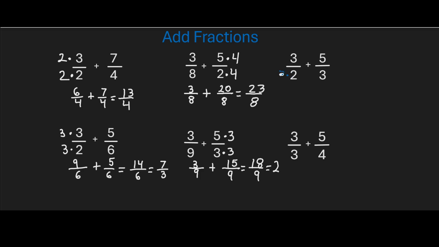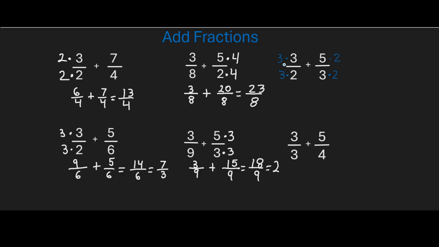So this one, I have to multiply it by 3. So that means I have to also multiply this one by 3. And then this other one, I have to multiply it by 2. So in that way, when you multiply 3 times 2, you get 6. And 3 times 2, you get 6. And that's how you're going to have the same denominator.